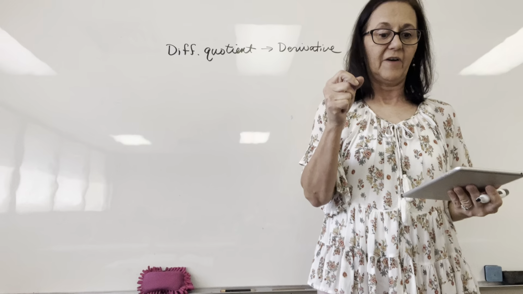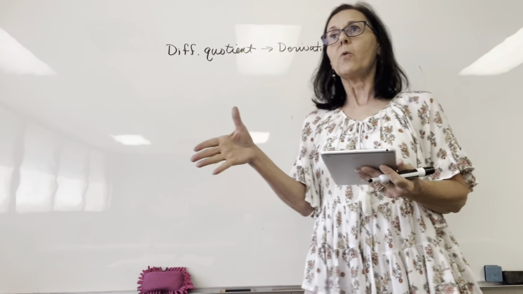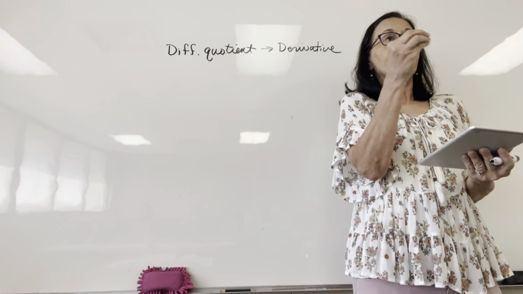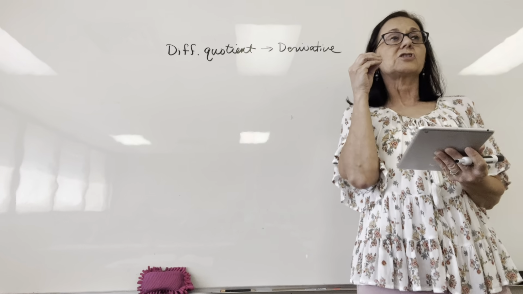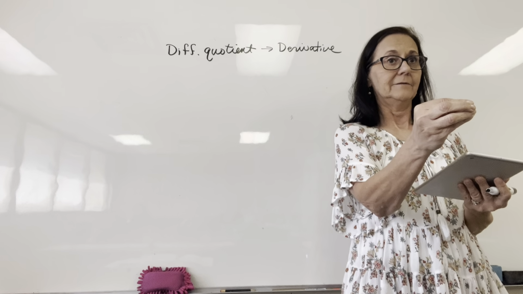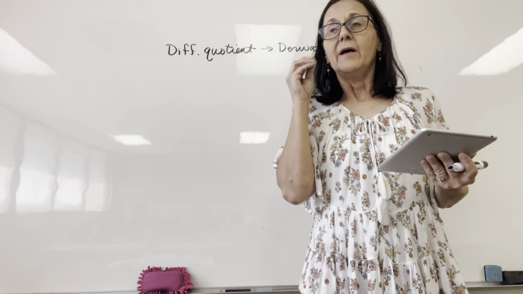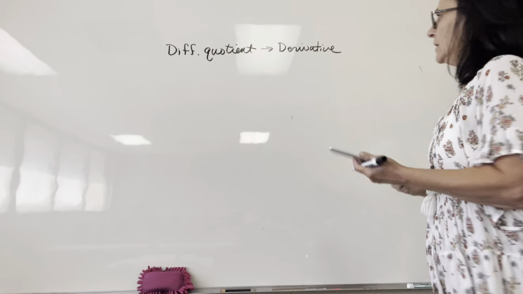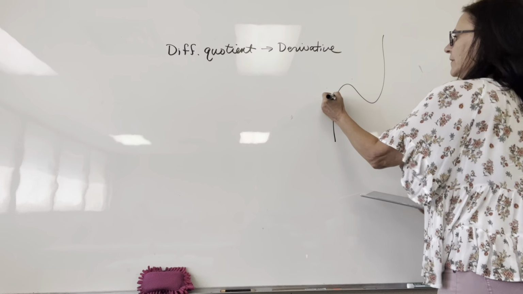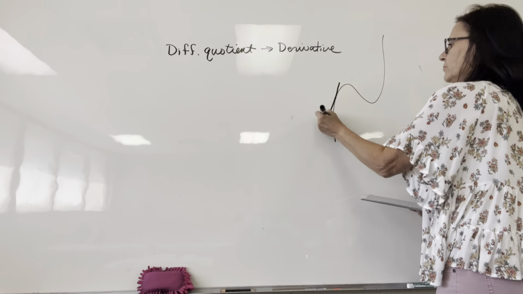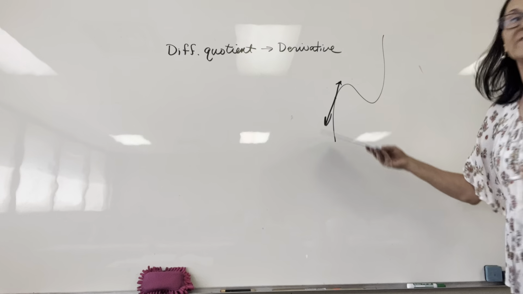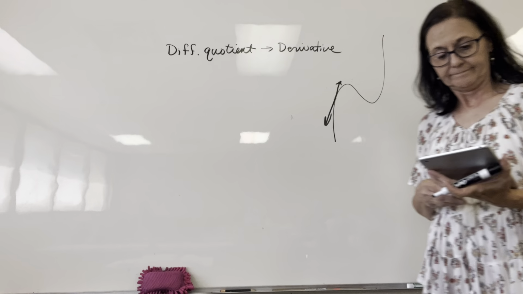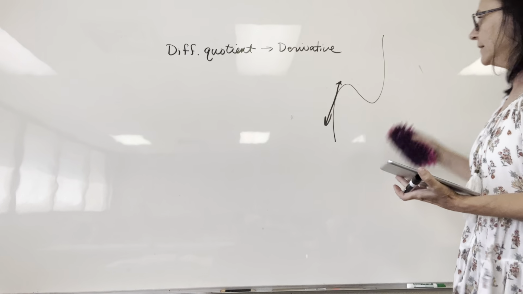What does the derivative give us? The difference quotient gives us a new function, which is the derivative. And the derivative gives us the slope of a line that intersects a curve at one point. So if this is my curve, then the equation of that line would be my derivative. Okay? All right, so we're going to look at the difference quotient.